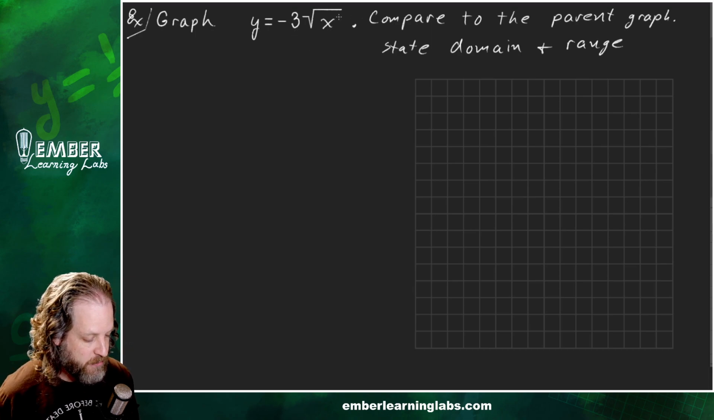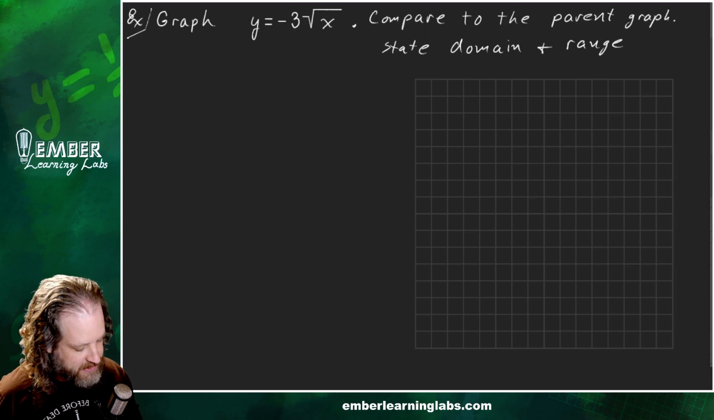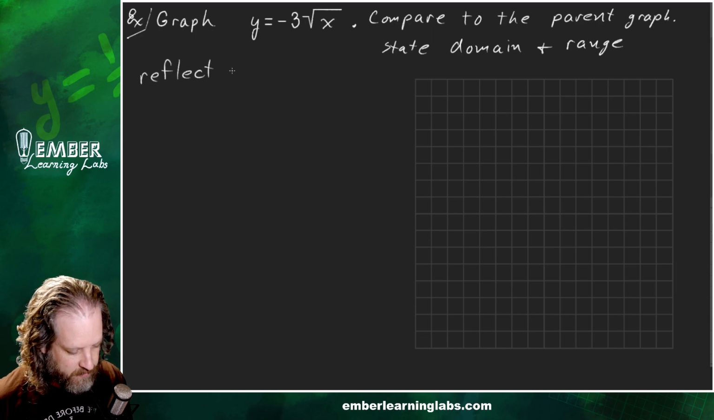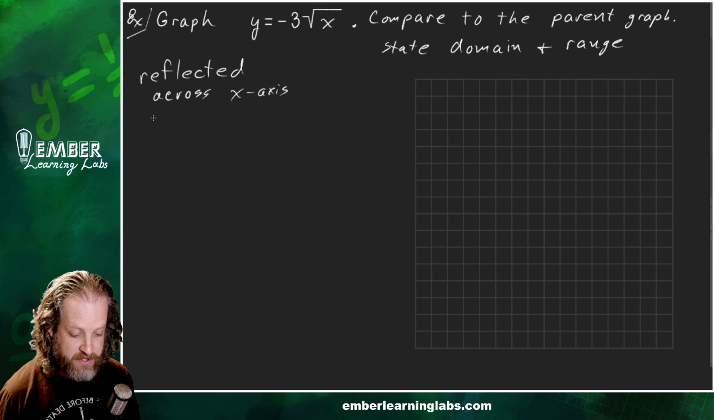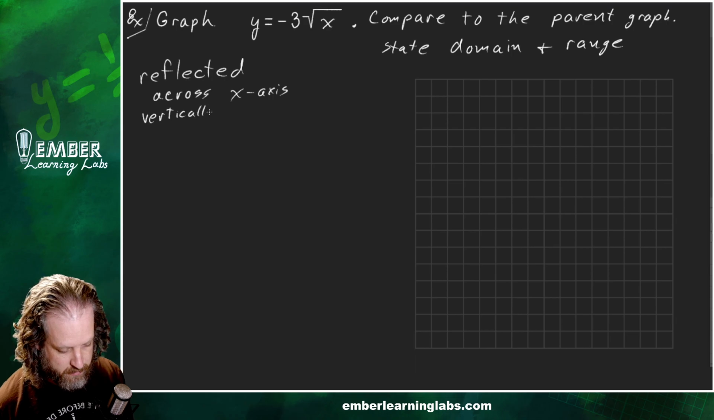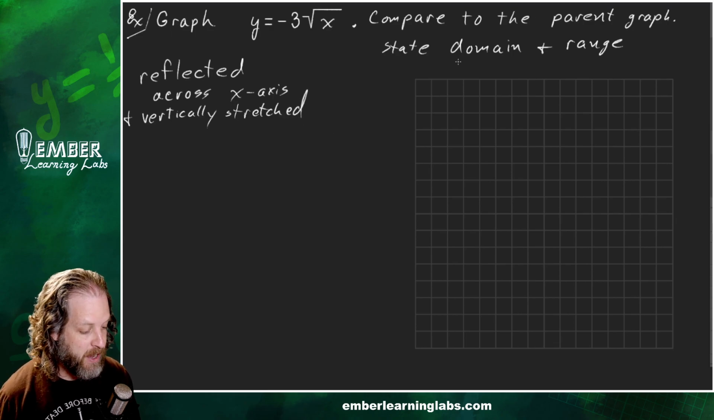Well, there's nothing added or subtracted either inside or outside, so there's no shifting, but it does reflect down. So it's reflected across the x-axis, and it is stretched, vertically stretched. Maybe we'll put an "and" here, that way it's less confusing. Okay, so that's the compare to the parent graph, right?